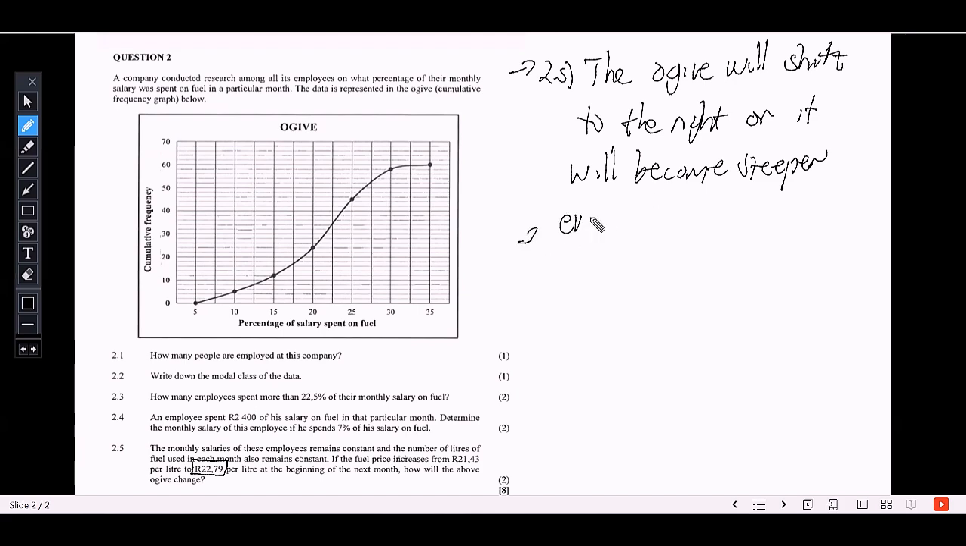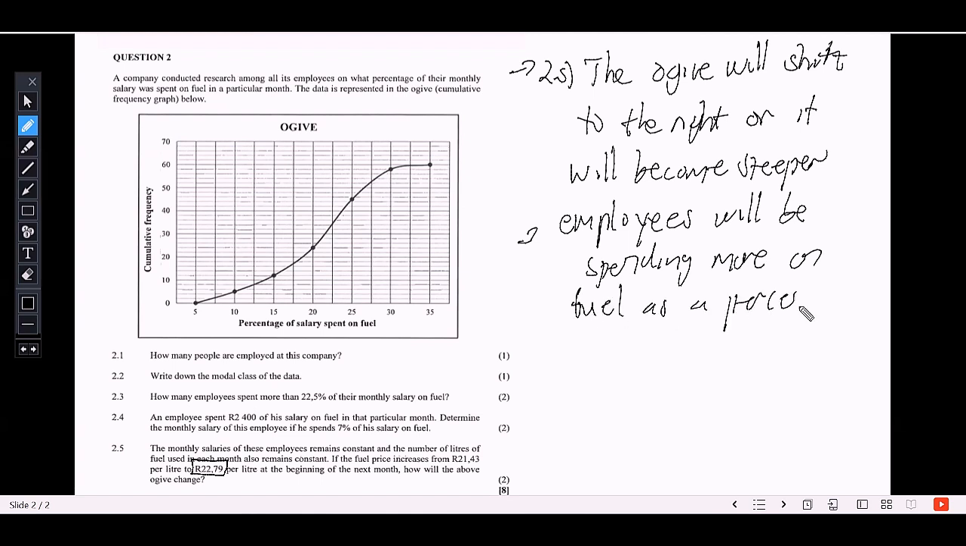So employees will be spending more on fuel as a percentage of their salaries. So if a particular employee was spending 7%, for example, if their salary is still the same and then we have increased the fuel price, you might find that now they're spending 8%, right, of their salary on fuel.